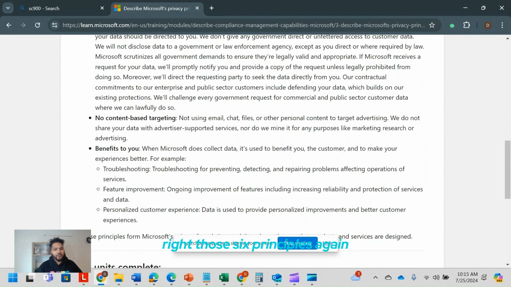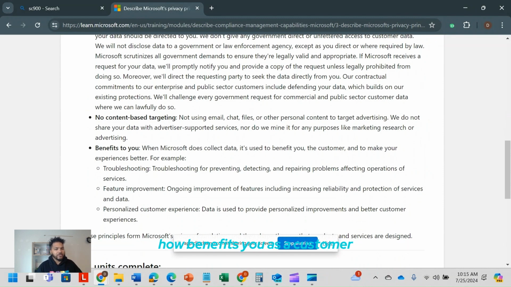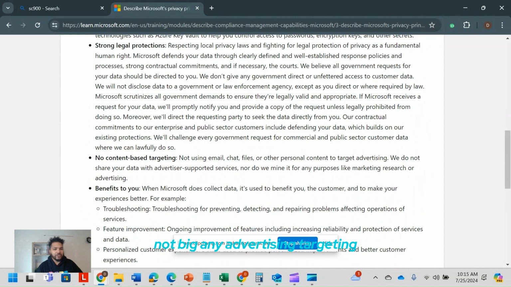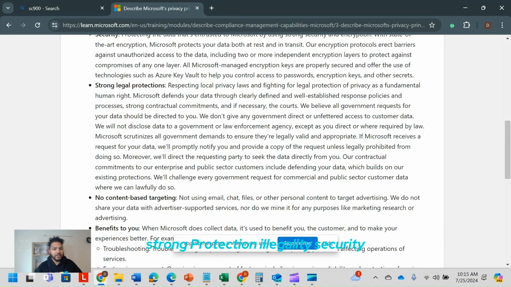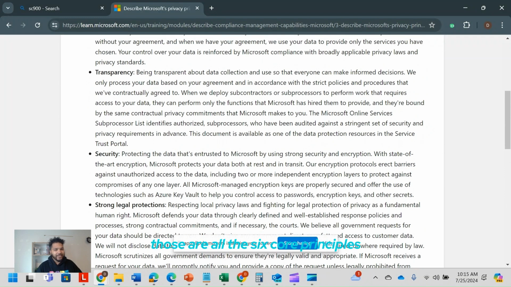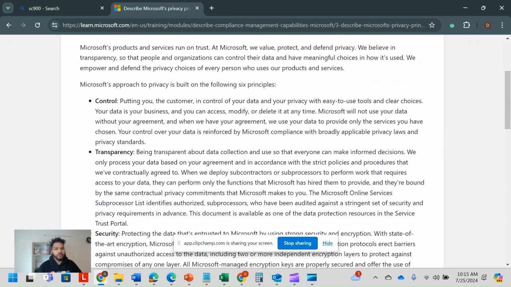Those are the six principles. Again, how it benefits you as a customer, no advertising targeting, strong protection of legality, security, transparency, and control. Those are all the six core principles.